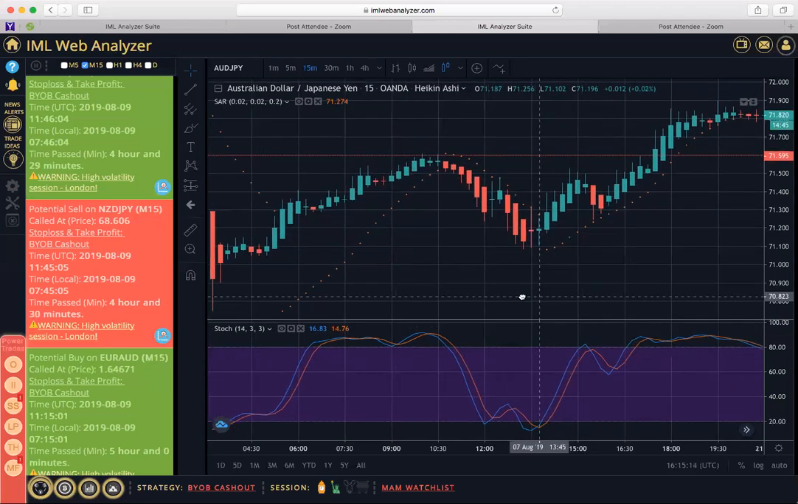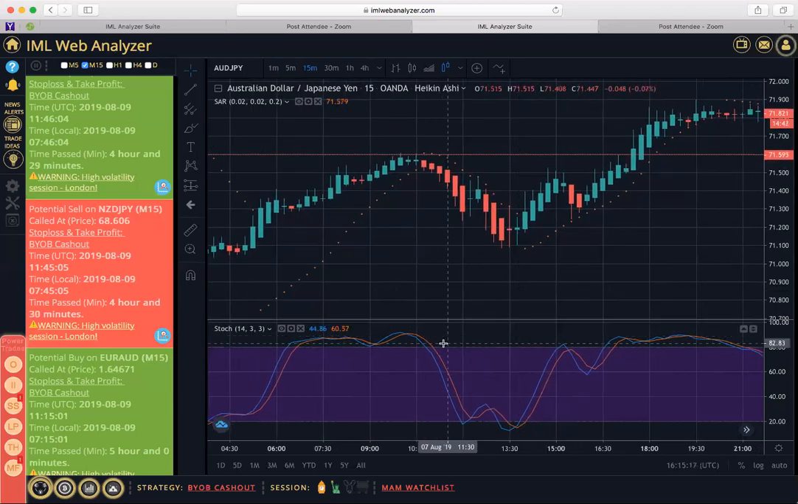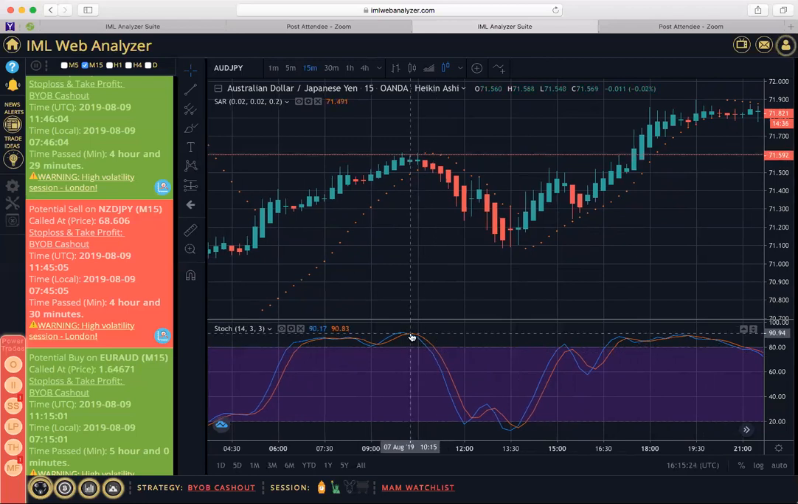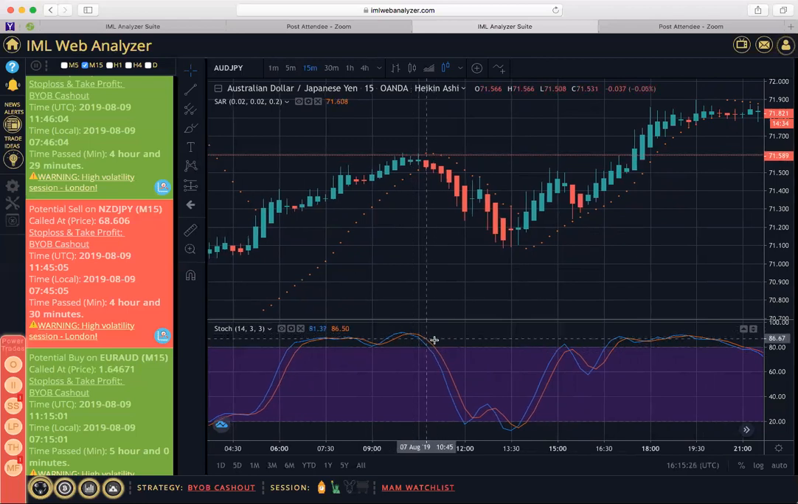So in this case, what I see is my stochastic set up around the 80. So what I'm looking for is actually above the 80. And so I'm looking for a sell setup.